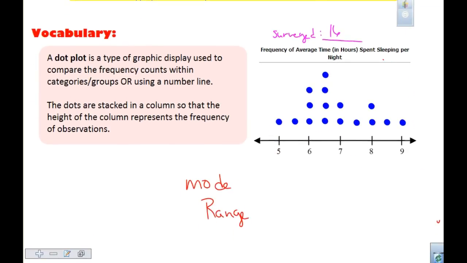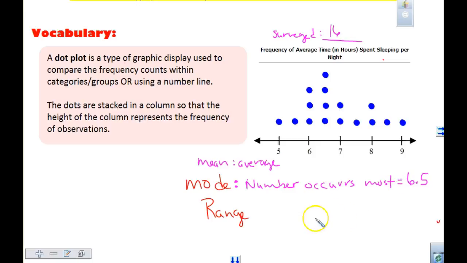So, going back to some other statistic words. The word mode. Anyone remember what mode means? Not a sum. Mean is the average. Okay. Mode is the number that occurs the most. Which in our case would be what? 6.5. So the one that occurs the most, in our case, the mode would have been 6.5.